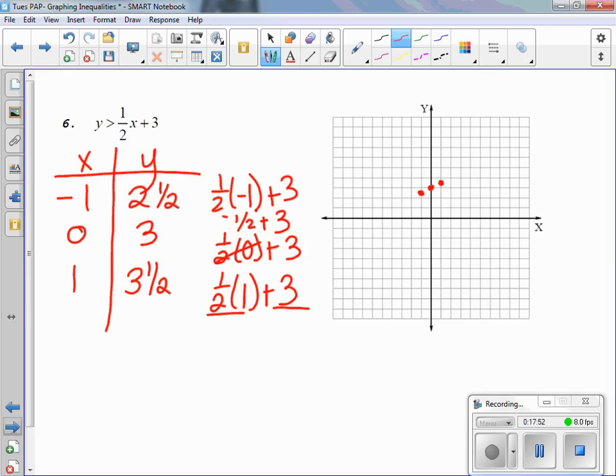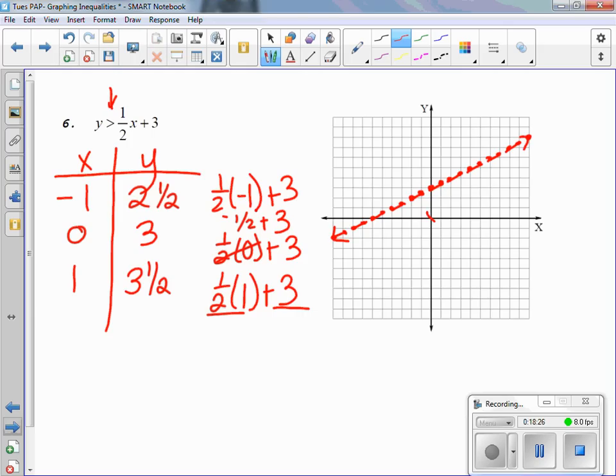Now hopefully you noticed I'm going up 1/2 and over 1. So I'm going to continue that pattern all the way up so I can get a nice clean line. And the other reason we do this is because it helps us with estimating purposes later on. Now, it's not equal to, so I'm just going to draw in dashes instead of a solid line. That means it cannot be on the line. It can be above or below, but not on.